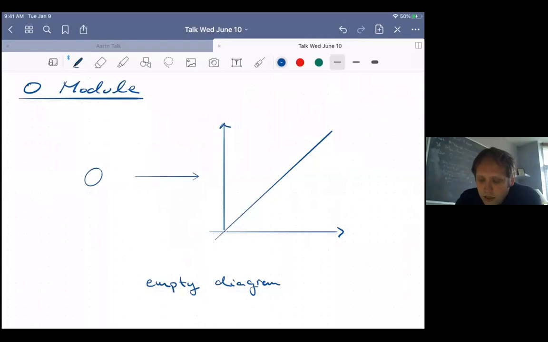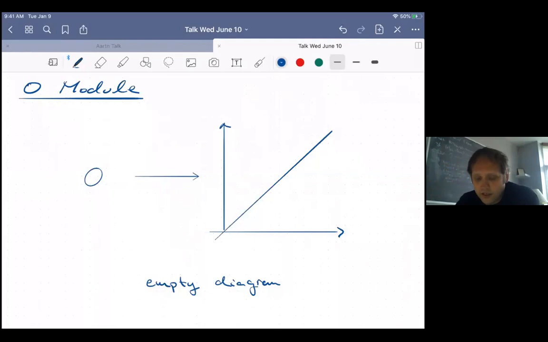And so the zero module is really just the empty diagram, right? It's just the diagonal, because all the death minus birth are just zero. And so it has norm zero, right? Which is something you would want. The origin should have, in some sense, zero size. So that's kind of the first thing.